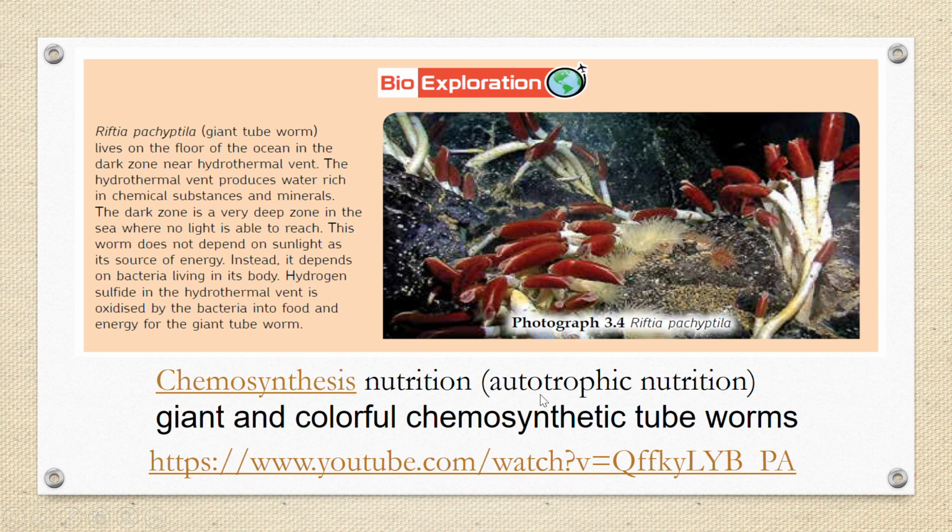So they are also making their own food, and we call them autotrophic. They have autotrophic nutrition, just like green plants, which undergo photosynthesis. That means they synthesize their own food. But they don't depend on sunlight. They depend on the chemical energy from the bacteria living in the body.